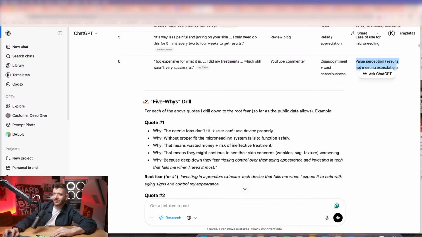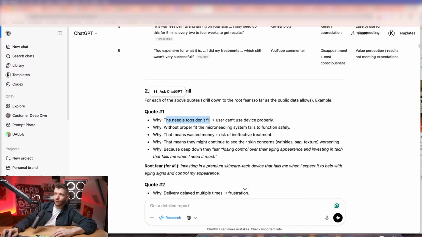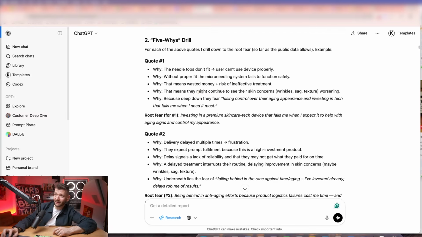Another micro angle exercise is here. It's called the 5 whys drill. So for example, the needle tops don't fit, right? So the user cannot use this device properly. Why? Because without proper fit, the microneedle system fails to function safely. Why? That means wasted money and risk of ineffective treatment. Why? Because that means they might continue to see their skin concerns worsening. Why? Because deep down they fear losing control over their aging appearance and investing in tech that fails me when I need it most, right? Boom. This is the micro angle.